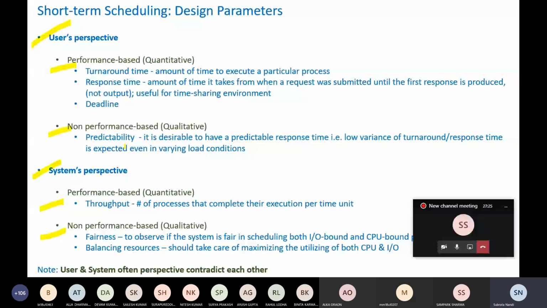In the system's perspective, it is the throughput, which is the measurable parameter and which is of interest to the entire system.